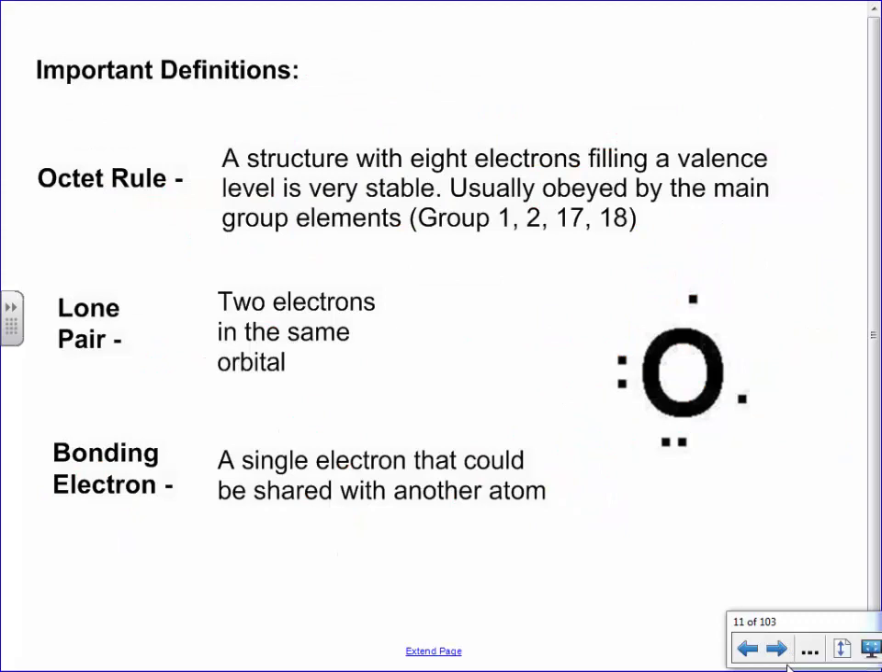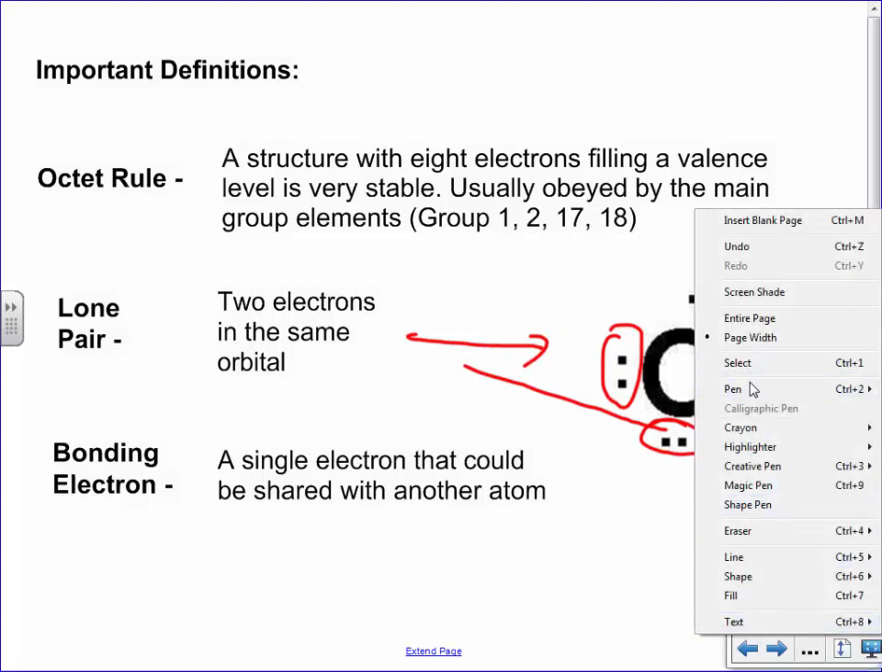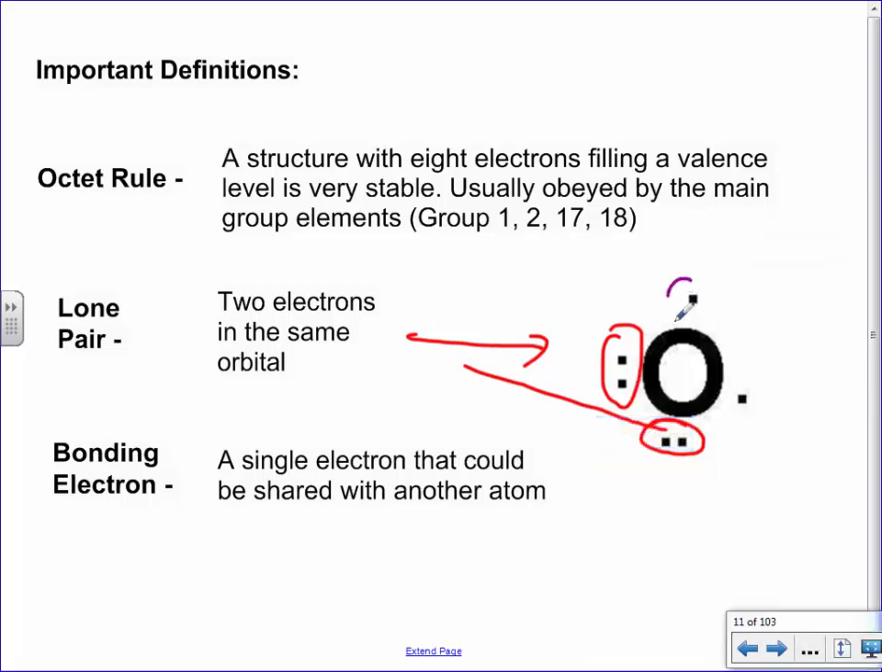Here's the terminology then. I didn't realize it was my very next slide. When you draw out a compound, or a Lewis dot diagram, a lone pair would be like this one right here, or this one right here. These guys are lone pairs. Whereas a bonding electron would be this one right here, or this one right here. That makes sense? Okay.